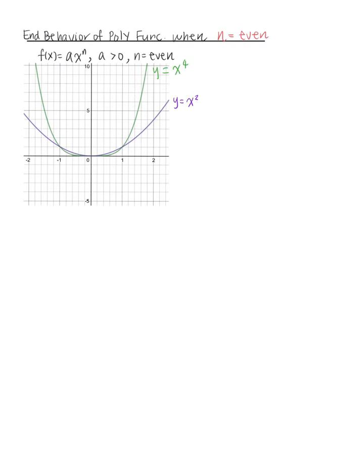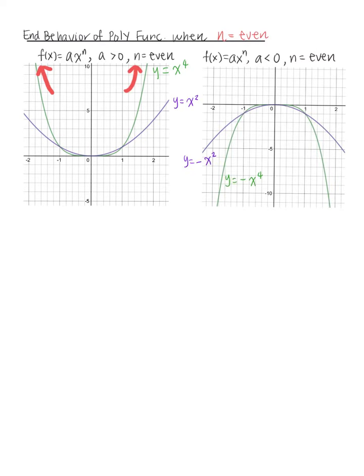What I have here are two power functions with an even exponent, of the form f of x equals ax to the n. In this case, a is positive and n is even, because we have y equals positive x to the fourth and y equals positive x squared. This will be the behavior of the graph of the power function. If a is positive and n is even, the tail end of the graph is always going to go upward in this way.